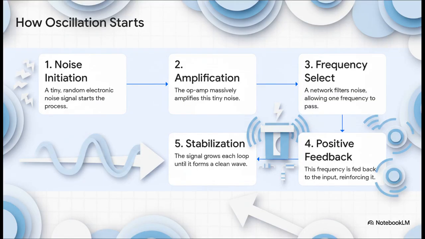So how does this seeming magic actually work? Well, it all starts with the tiny, unavoidable electronic noise that's always present in any circuit, just a faint whisper. The op-amp grabs that random whisper and amplifies it like crazy. Then, a special network of resistors and capacitors acts like a filter, only letting one very specific frequency get through. That pure tone gets fed back to the input, gets amplified again, and the cycle repeats, growing stronger and stronger each time until it stabilizes into a perfect continuous wave.